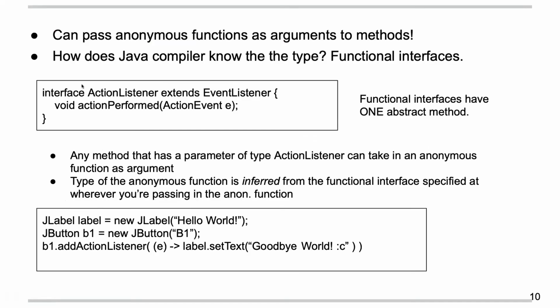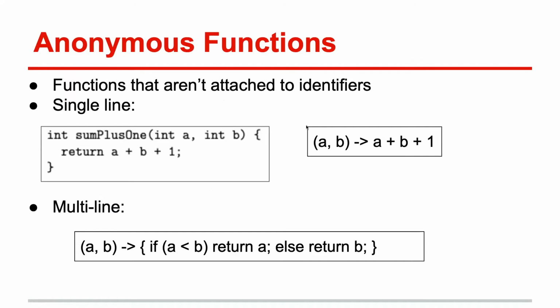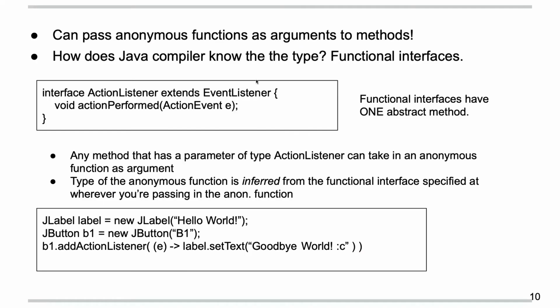And so this is useful because we can actually pass anonymous functions as arguments to other methods. But I guess the confusing thing is, how does the Java compiler actually know the type of any of these anonymous functions that we pass in? Here, we don't specify any types for our anonymous function, right? Well, the answer is it's because of the functional interfaces that we define.